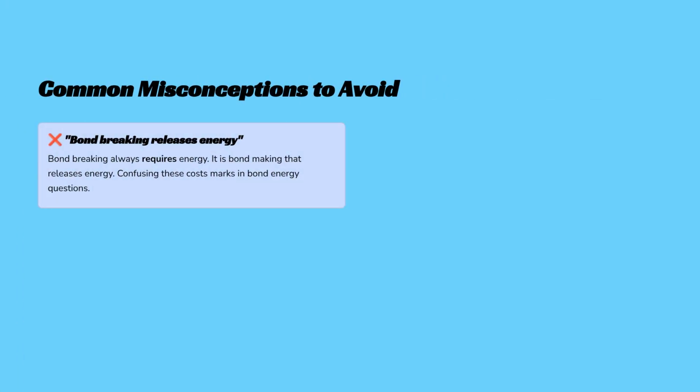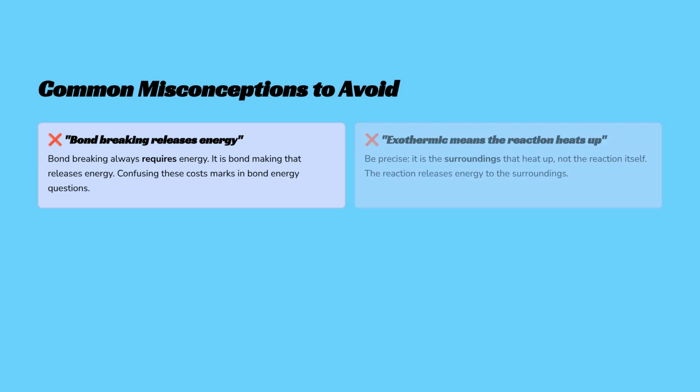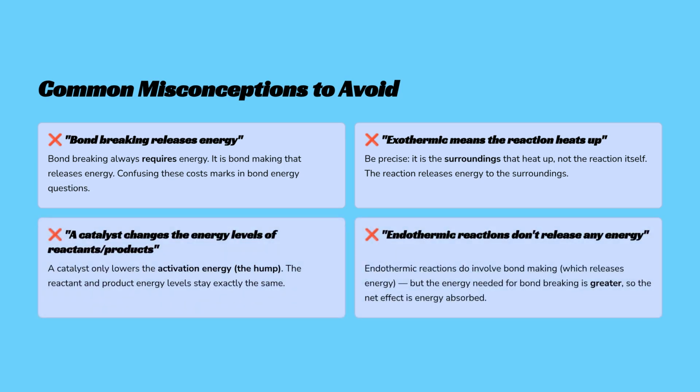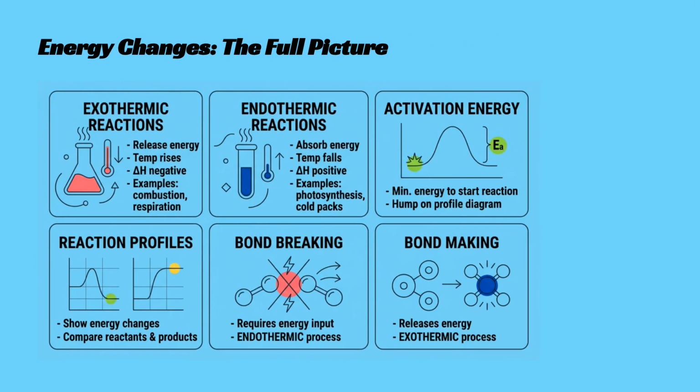Avoid common misconceptions. Bond breaking requires energy, while bond making releases it. Exothermic reactions heat the surroundings. Catalysts only lower activation energy, and endothermic reactions still involve energy release, just less than absorbed. That summarizes energy changes in chemistry, covering the essential concepts for your GCSE exams. Good luck with your revision.